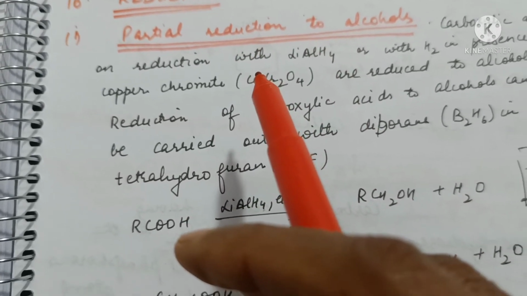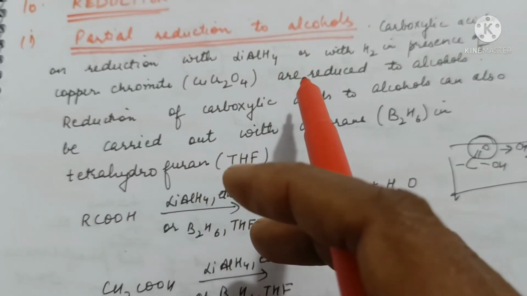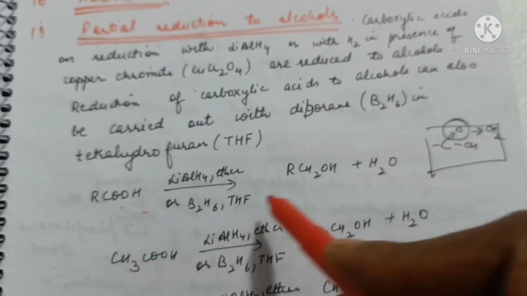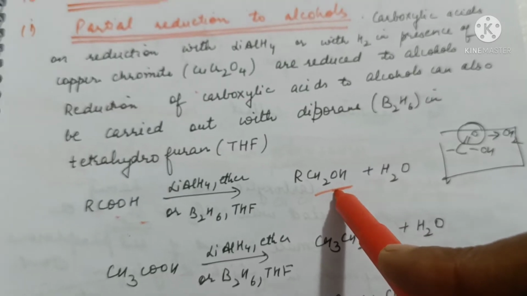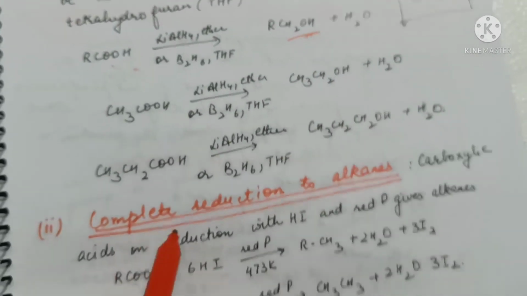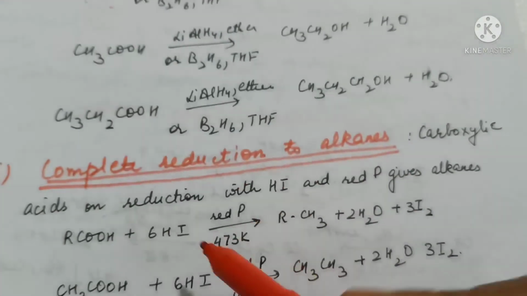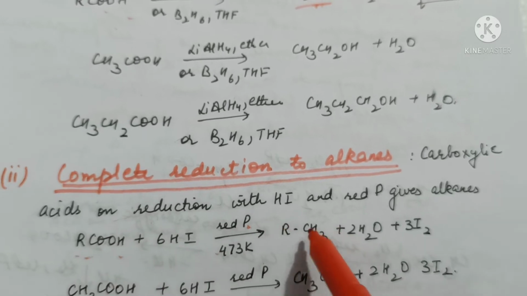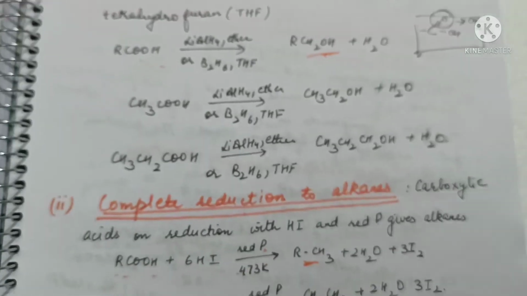Next reaction is reduction. On reduction with lithium aluminium hydride or with hydrogen in presence of copper chromite, the carboxylic acids get reduced to alcohols. But if we use hydrogen iodide with red phosphorus, then carboxylic acids get reduced to alkanes with the same number of carbon atoms.